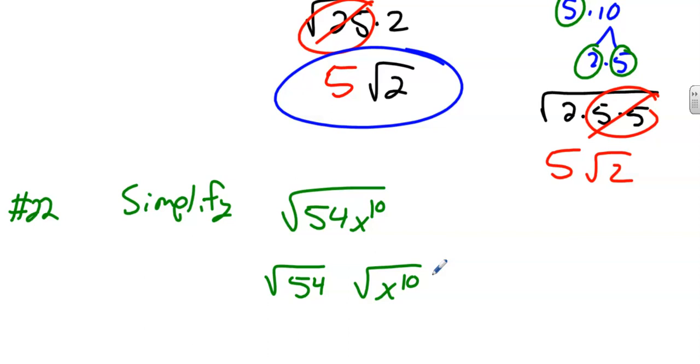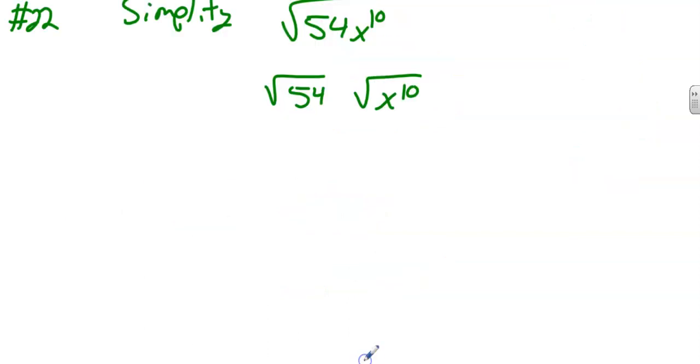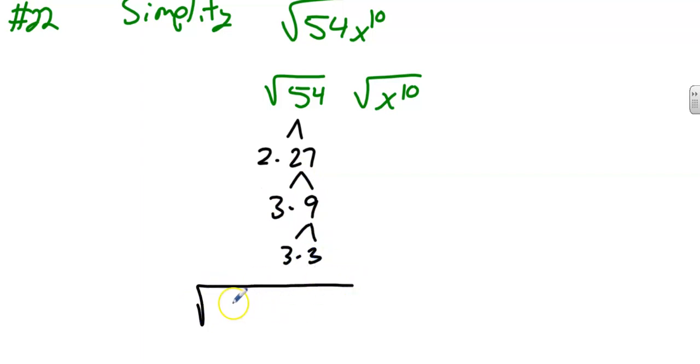With 54, start breaking it down. 2 times 27, which is 3 times 9, which is 3 times 3. Pair of 3s. So the exit buddy, the 3 gets out. We're stuck with a 2 times 3 on the inside because they don't have any buddies. So go ahead and do 2 times 3 and make that 6.